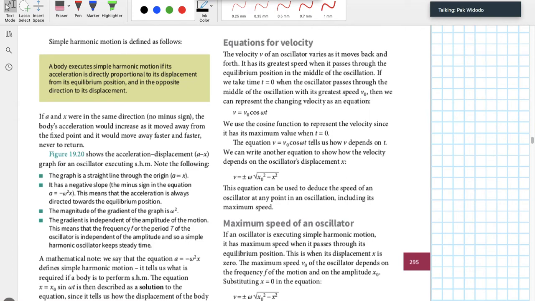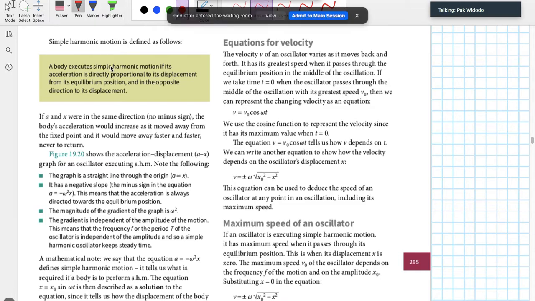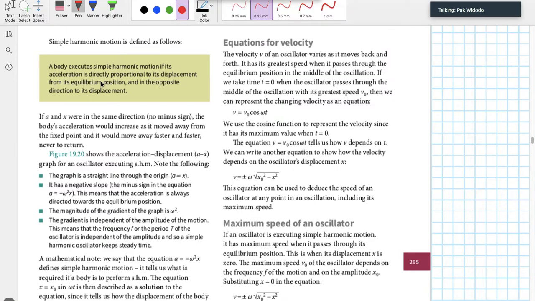Okay. Simple harmonic motion is defined as follows. A body executes simple harmonic motion if its acceleration is directly proportional to its displacement from its equilibrium position, and in the opposite direction to the displacement.